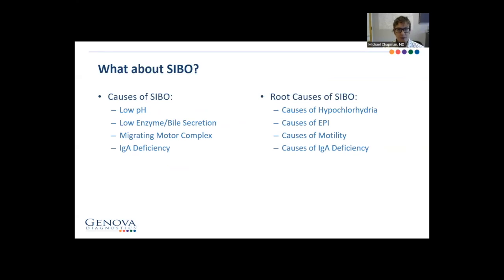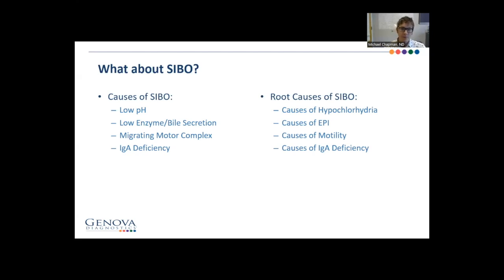What about SIBO? We talk a lot about SIBO. So causes of SIBO, we mentioned before: low pH, low enzyme or bile secretion. We have impacts to the migrating motor complex, which cause motility problems. And then maybe even IgA deficiency could be playing a role in SIBO as well. But underneath that are some of the root causes, right? Just match those up: low stomach acid, hypochlorhydria, pancreatic insufficiency, motility issues, IgA deficiency.